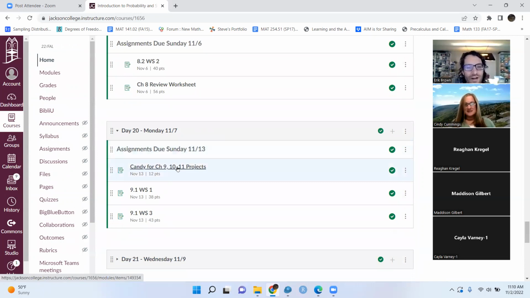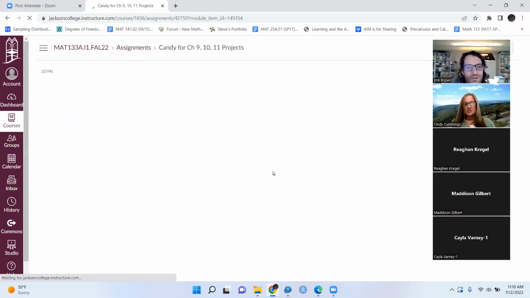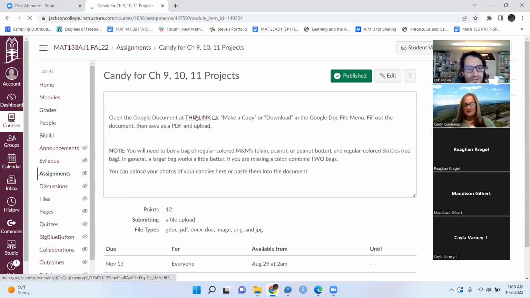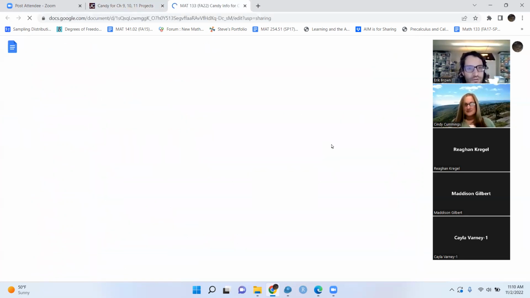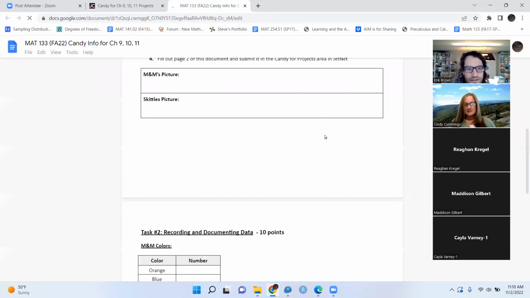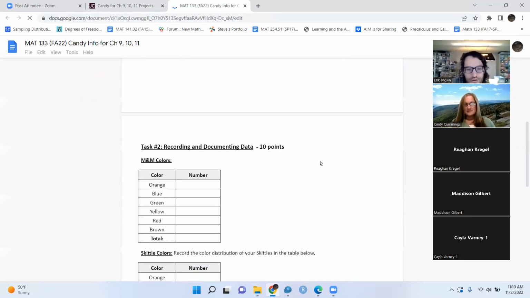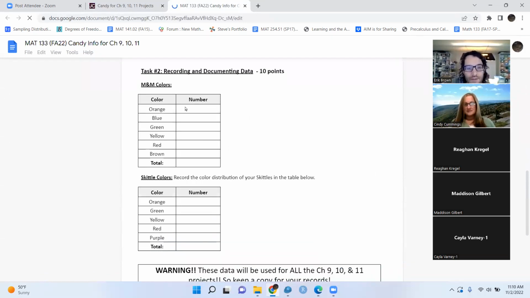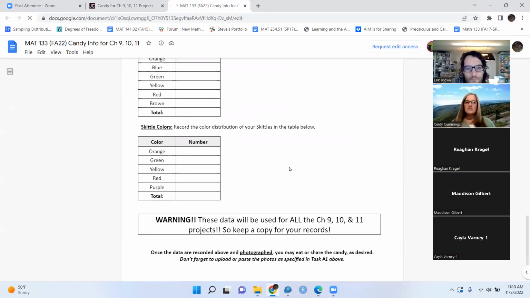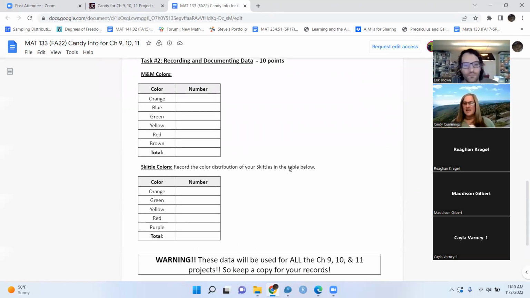There it is. So it's right here. It's due November 13th. What you're doing, we might as well just talk about it real fast, is you're buying those things, and here's where you're supposed to put the pictures. Then all you're doing is counting them: how many orange in the bag, how many total in the bag. If you get Skittles, make sure you don't get the all berry kind. You want the regular Skittles that have all the colors.